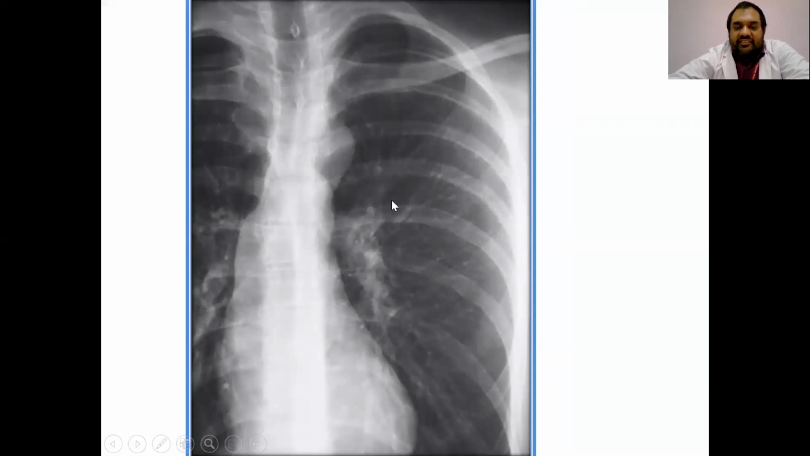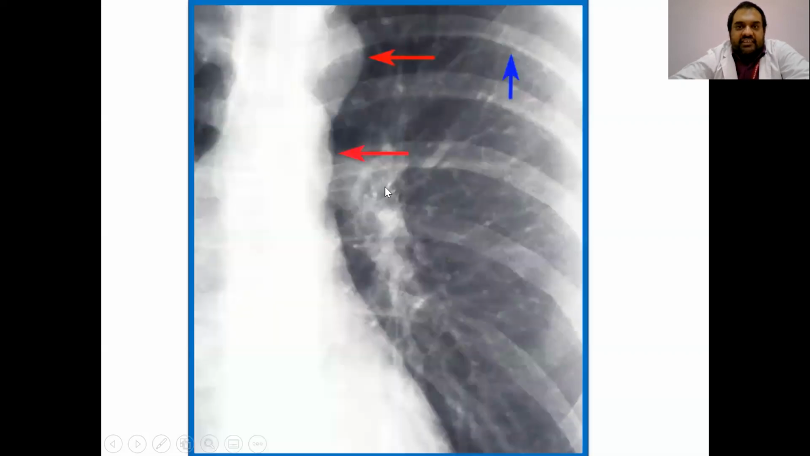Now this is another chest X-ray, a zoomed-in image, showing a figure of 3 sign, which is due to the post-stenotic dilatation. And we can see here, this is the pathology. This is the normal aortic arch, and it is giving the appearance of the figure of 3 that is seen in coarctation of aorta.